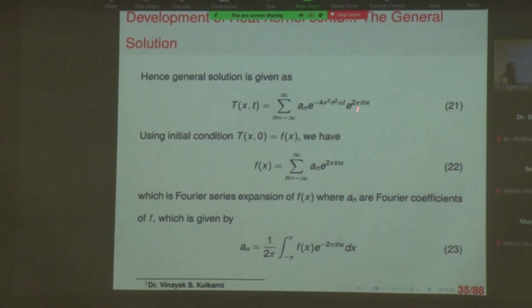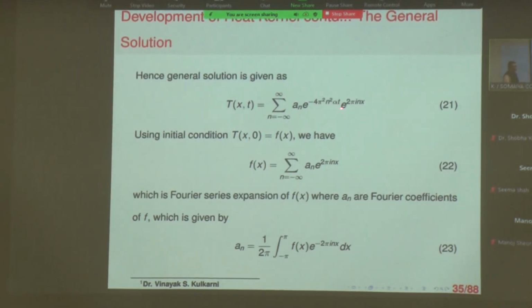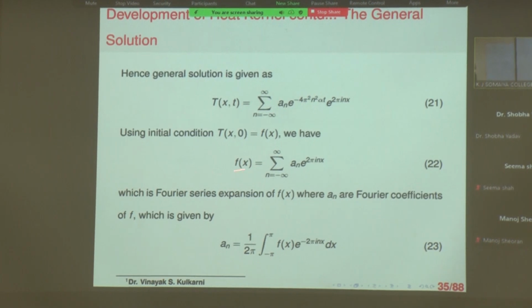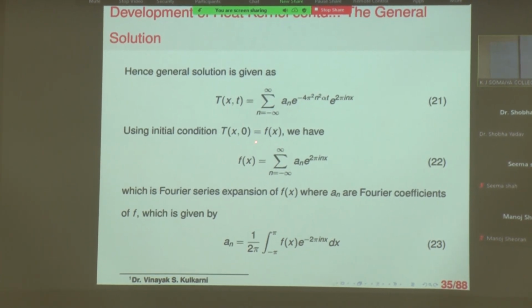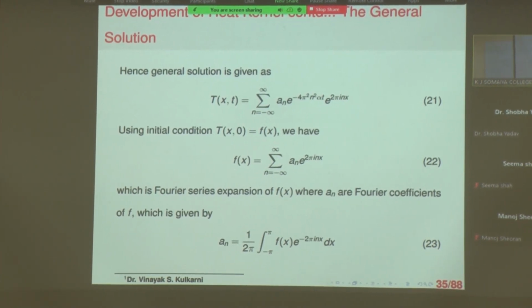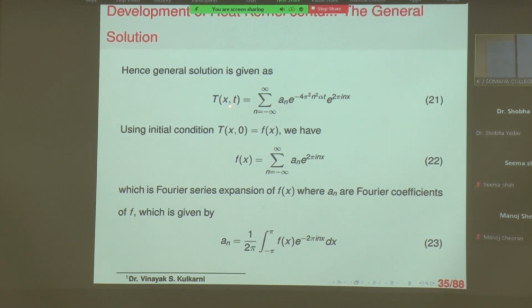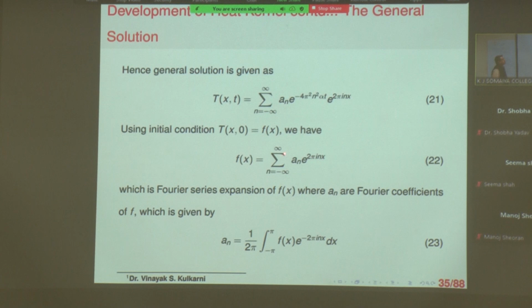Now our aim is to find the unknown coefficient a_n. To find it, I will use the initial condition, that is T of x, 0 equals f of x. Whenever I substitute t equals 0 in this equation, the temperature T is nothing but f of x, and therefore f of x can be written as the summation, n running from minus infinity to plus infinity, a_n e to the power 2 pi i n x, because at t equals 0 the exponential term will be 1.